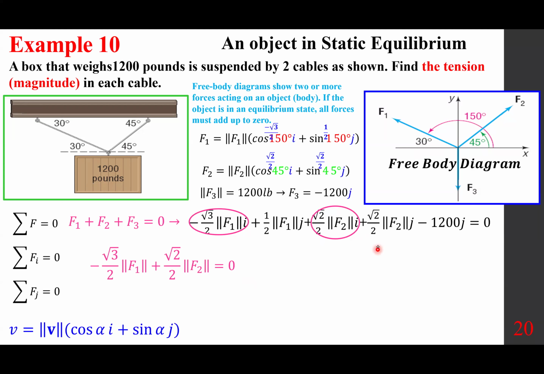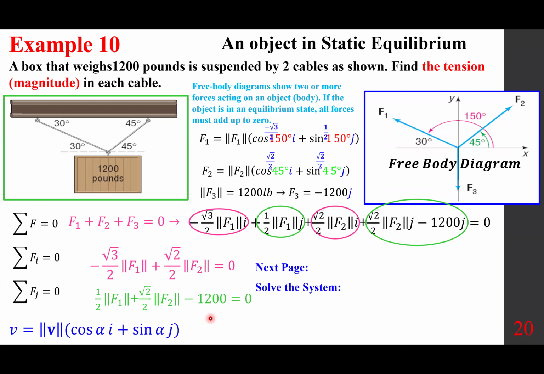And now along the j component, we have this one and this one. Add them up to 0. Now, please understand, this is a system of equations that involves f1 and f2, and you want to solve that. I'm going to show you on the next page how I solve it. The solution is not that big of a deal. I give you the solution now, and on the next page, we will go through the process of solving that.